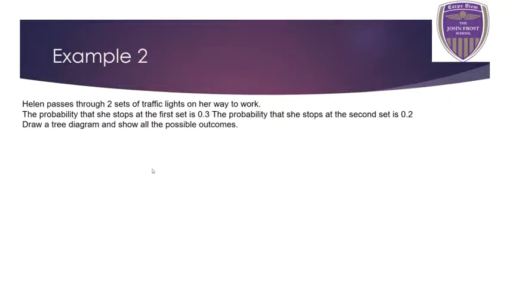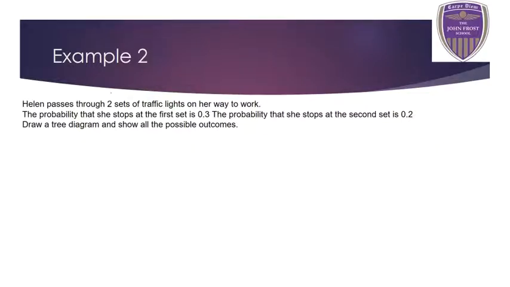So next one then. Copy this one down, please, and then press play when you're ready to draw the diagram. Okay, welcome back. So this says Helen passes through 2 sets of traffic lights on her way to work. The probability that she stops at the first set is 0.3. The probability that she stops at the second set is 0.2. Draw a tree diagram and show all the possible outcomes.